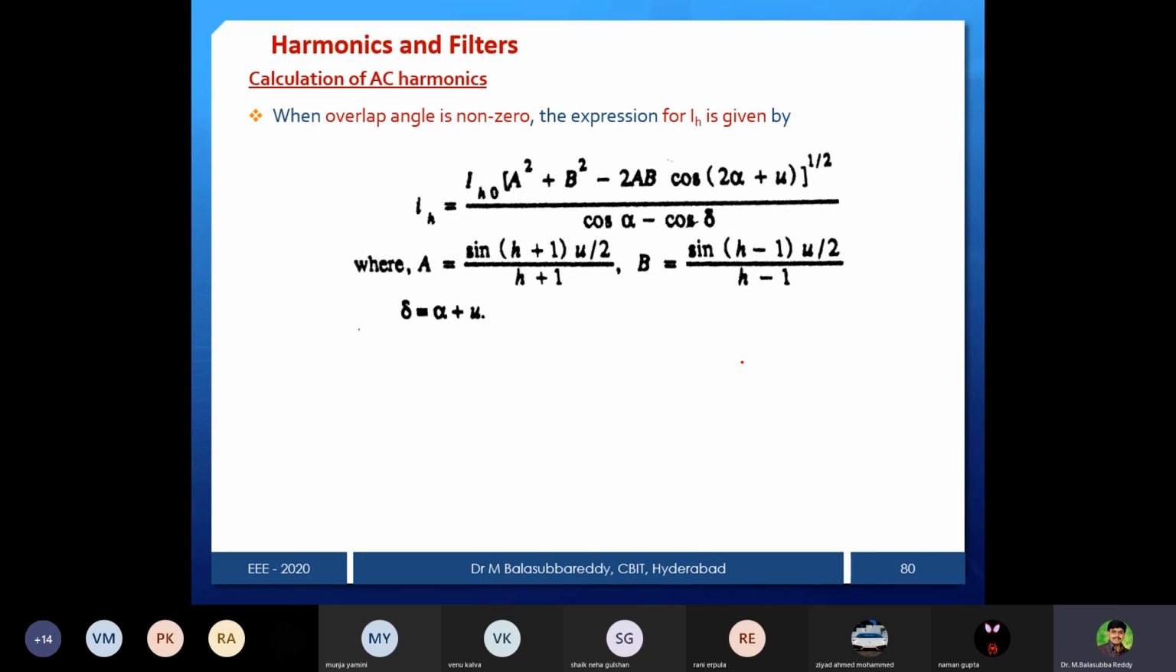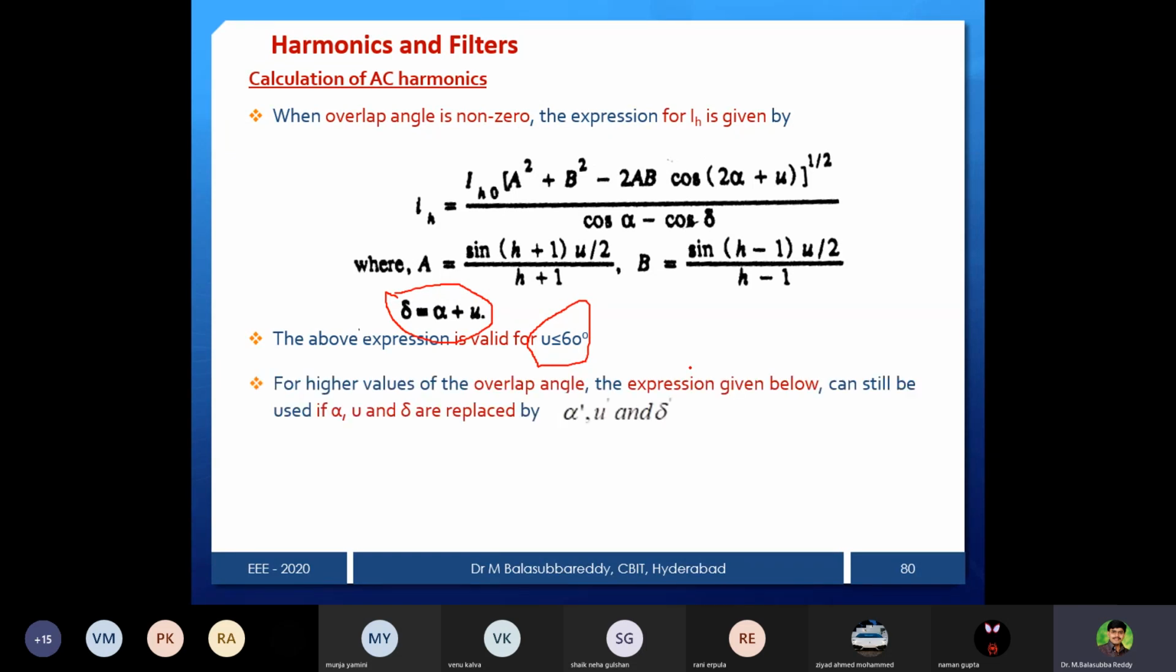It is only the order of the harmonic current. If it is a non-overlap period, I mean overlap period is 0, then we will get the previous expression. Now if overlap period is present, that means the non-zero case, we will get it as ABC, where delta is equal to alpha plus mu. Mu is nothing but the overlap period. That overlap period is less than or equal to 60 degrees. Preferably the above expression is valid up to 60 degrees only.